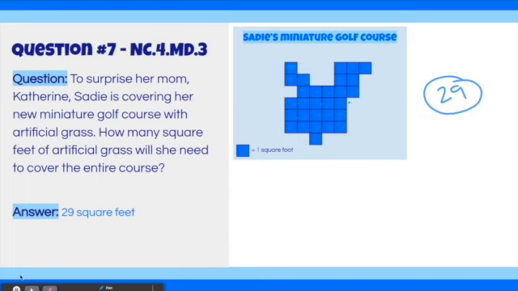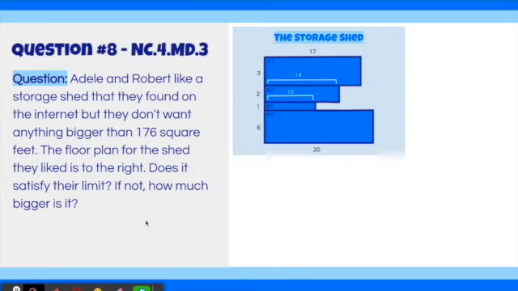Okay, on to question number 8. Question number 8. Adele and Robert like a storage shed that they found on the internet, but they don't want anything that is bigger than 176 square feet. The floor plan for the shed that they liked is to the right. Does this satisfy their limit, and if not, by how much bigger is it?